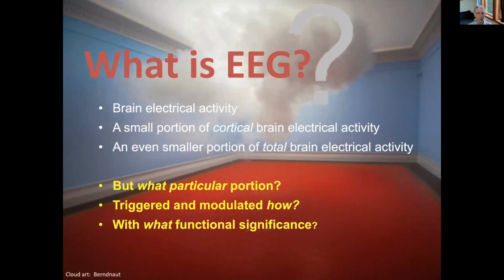But anyone working in this field, I think, should be continuously connected with the question, what is EEG? We know it's brain electrical activity, but really it's only a small portion of cortical brain electrical activity, and an even smaller portion of total brain electrical activity. We know those things, but what particular portion or portions is it? And how are these portions triggered and modulated? And what is their functional significance?